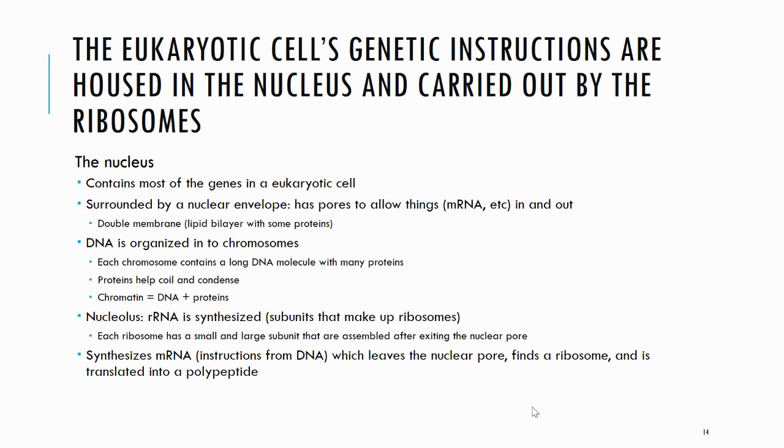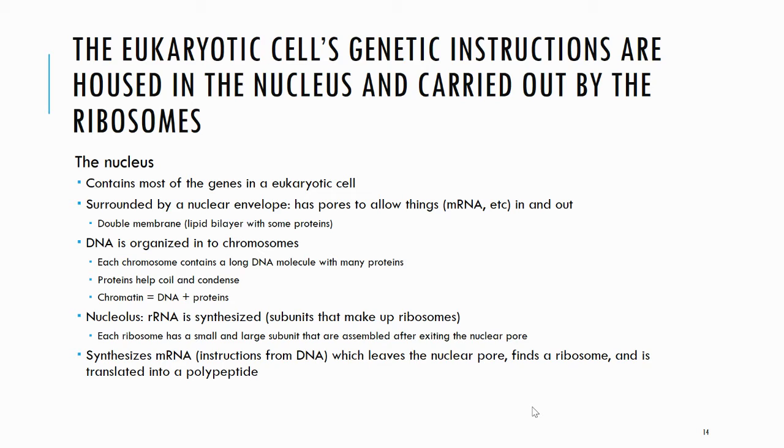The nucleolus is a region of the nucleus where rRNA is synthesized. rRNA are the subunits, there are two, that make up each ribosome. Each ribosome will have a small and large subunit that's assembled after it leaves the nuclear pore, and then it can start to make proteins.